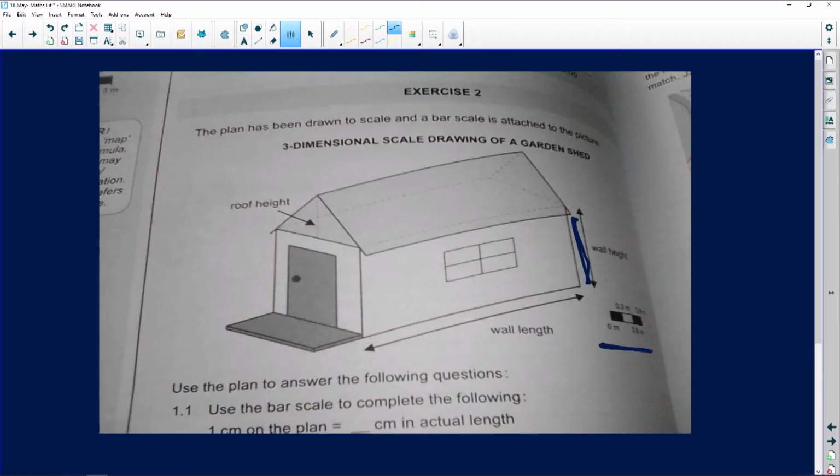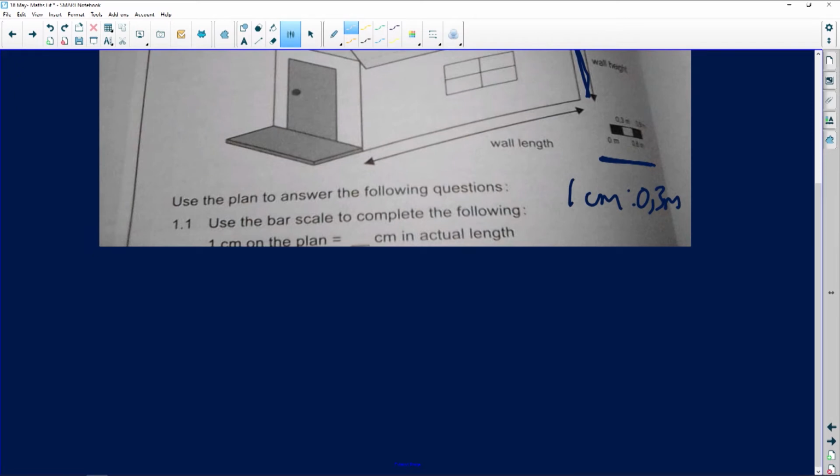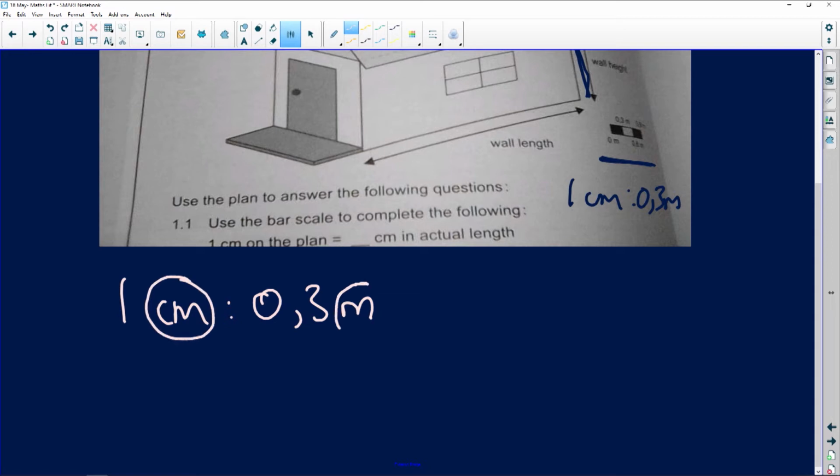Our scale doesn't really look that clear over there, but I am going to use 1 centimeter is to 0.3 meters. And I'm going to tell you what exactly to do with it when it looks like that. So if I have got 1 centimeter is to 0.3 meters, always remember, we're not supposed to have the unit of measurement in our number scale especially. I'm putting it there for a particular purpose, and this is why I'm putting it there.